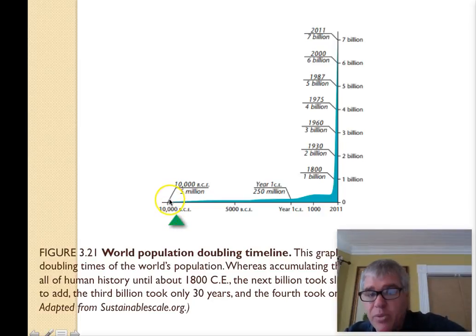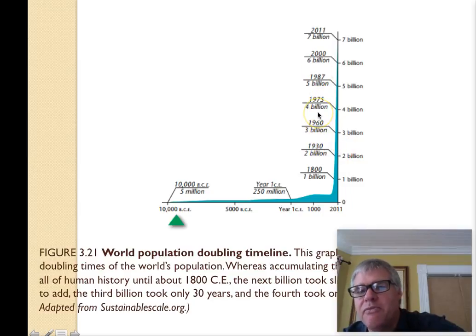There were about 5 million people if you go back 10,000 years ago. We got to 250 million people right around the year zero. And we were cruising along, maybe between 250 million and 500 million. And then all of a sudden, it starts to really dramatically increase. And in 1800, we have our first billion people. And then in 1930, 2 billion. 1960, 3 billion, 4 billion, etc.